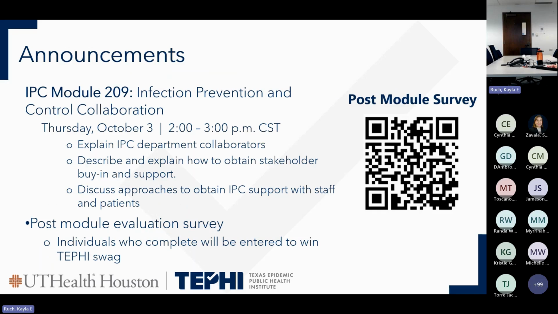So lastly, we have our module 209, our next month module, which is infection prevention and control collaborations. We'll talk about infection prevention department collaboration, and describe and explain how to obtain stakeholder buy-in and support, which is sometimes a challenge of getting to know why and how to implement infection control measures within your facility when it comes to a new policy, procedure, protocol, changing culture, and discuss approaches for how to obtain this support and buy-in.